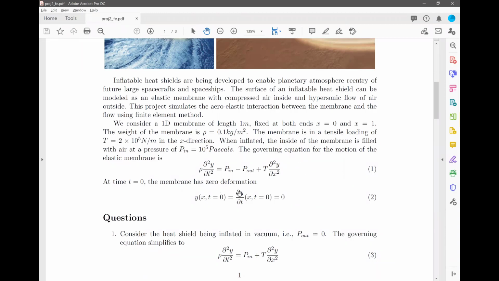The equations are outlined in equation 1. This is really something very similar to the equation we have been discussing in finite elements. We have this second derivative in space, where in this case, y is the unknown. y is the unknown shape of the membrane here. And instead of a first order time derivative, you have a second order time derivative.